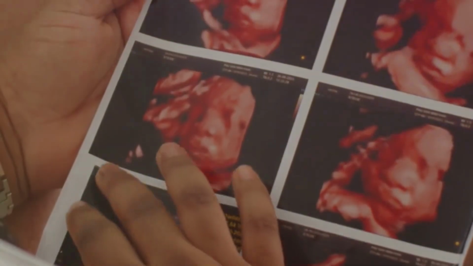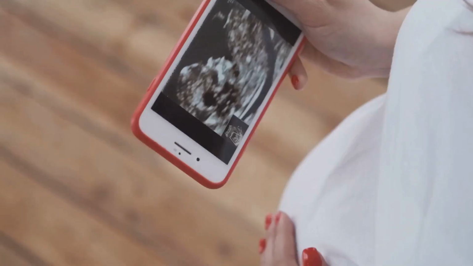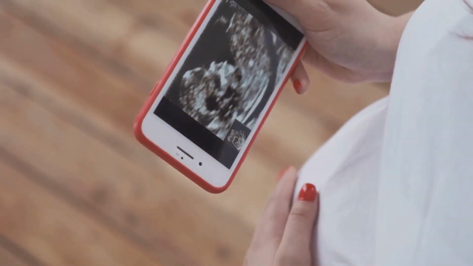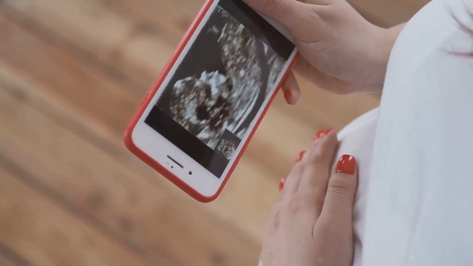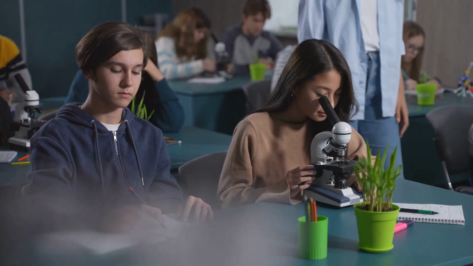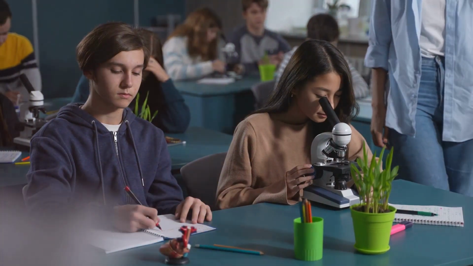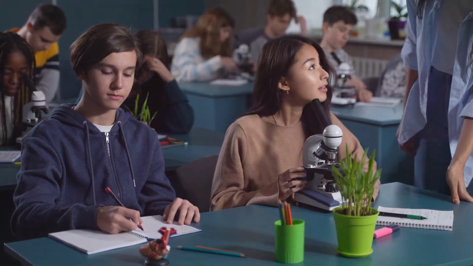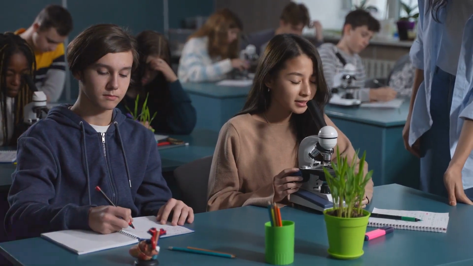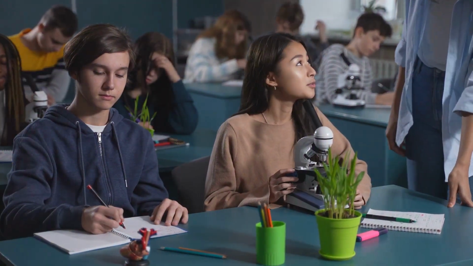Understanding these early stages of development is crucial for expectant mothers to appreciate the complexity and wonder of human development. For biology students, these processes provide fundamental knowledge about how life begins and progresses at the cellular and molecular levels.